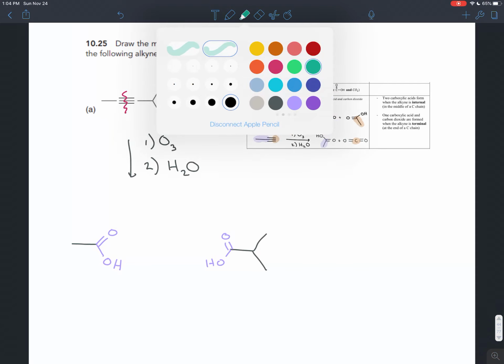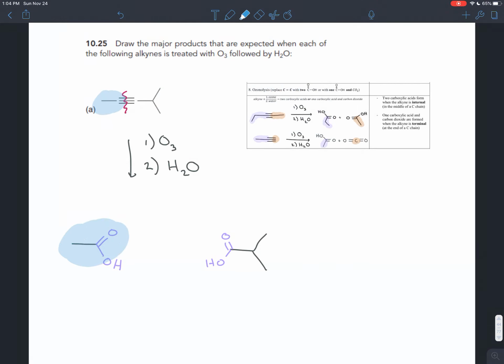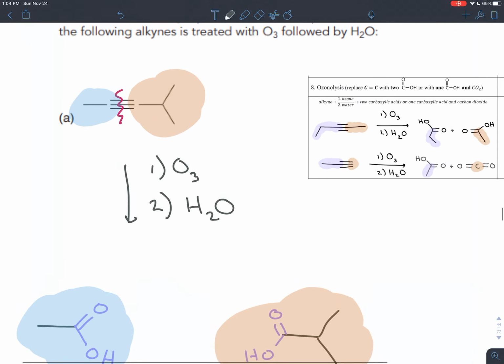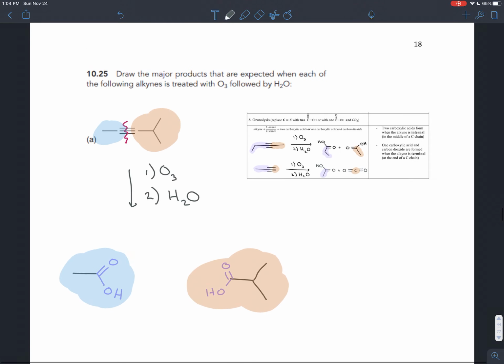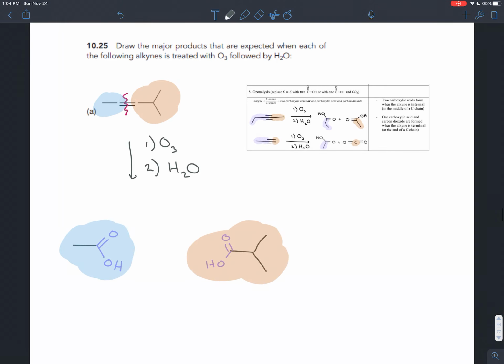You'll notice that this on the left gets turned into this, and this on the right gets turned into this. So when you're trying to predict the products of the ozonolysis of an alkyne, draw a squiggly line through the triple bond, separate the two sides into two separate carbon chains, and where the triple bond was, add carboxylic acids. Now that's if the alkyne is internal, if it's not at the end of a carbon chain. We'll talk about what happens if it's terminal when that comes up.